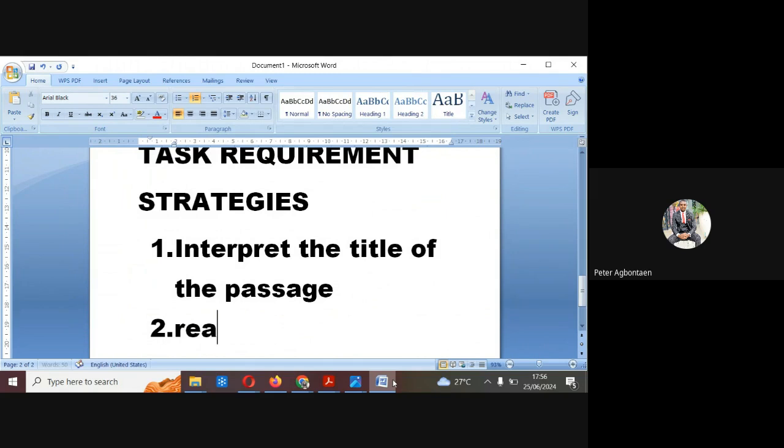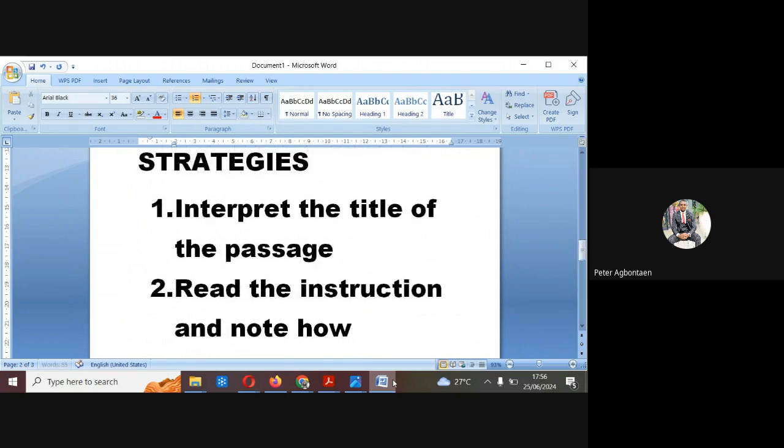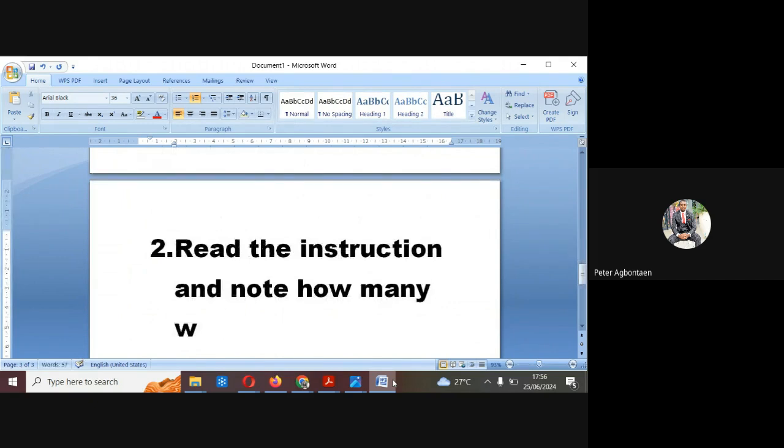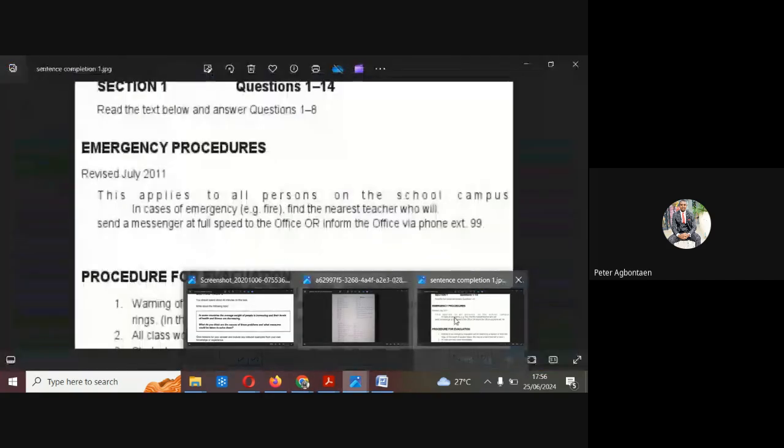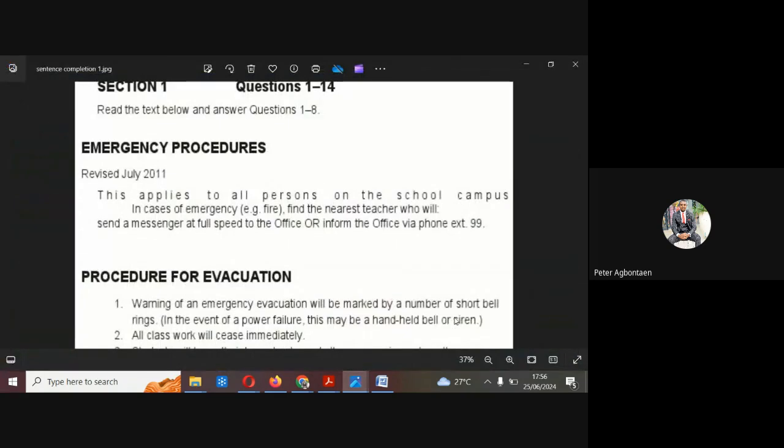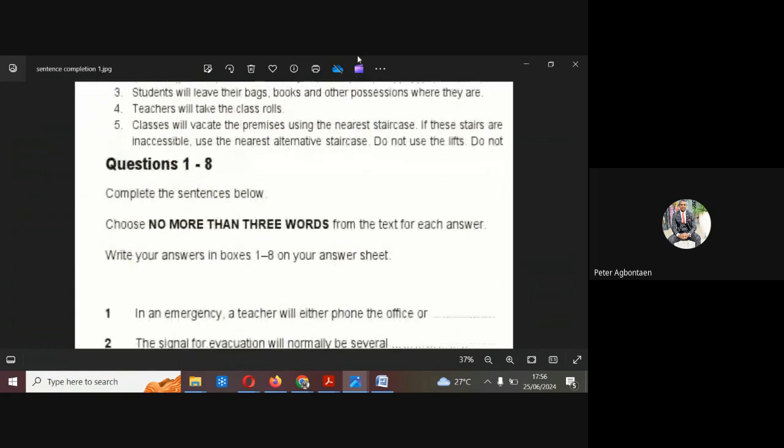So step number 2 is that you should read the instruction and note how many words you are supposed to write. Now, what that simply means is this: there will always be an instruction that will accompany completion questions, and that instruction will always let you know how many words you're supposed to write in response to the question.